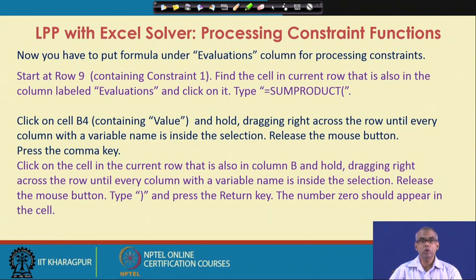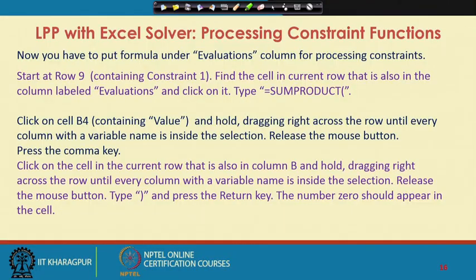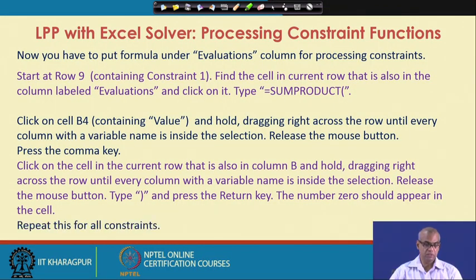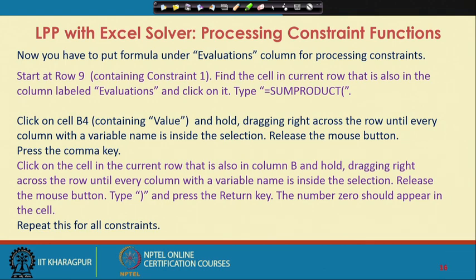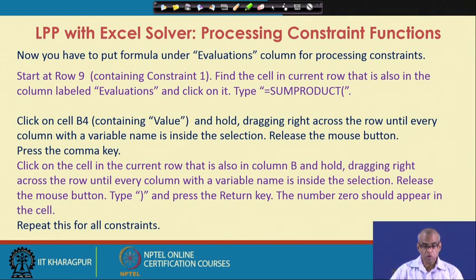So, this is very much similar to what we did in the previous step where we processed the objective function. So, similarly, we have to process all the constraint functions. So, repeat what we did for constraint 1, for constraint 2 as well as constraint 3. So, basically you are multiplying the decision variables with their corresponding constraint coefficients.